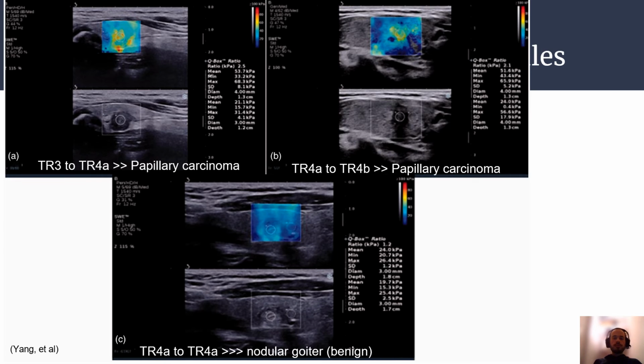This proves that stiffness measurements, when added to TIRADS grading, can increase the accuracy of malignancy detection and thus reduce the number of unnecessary biopsies.